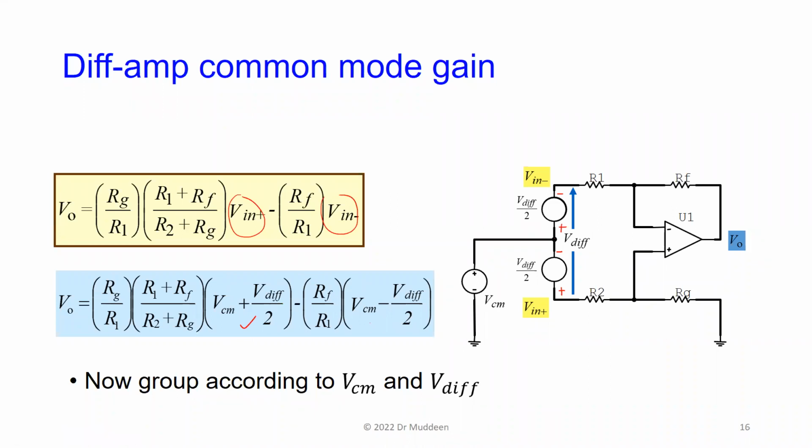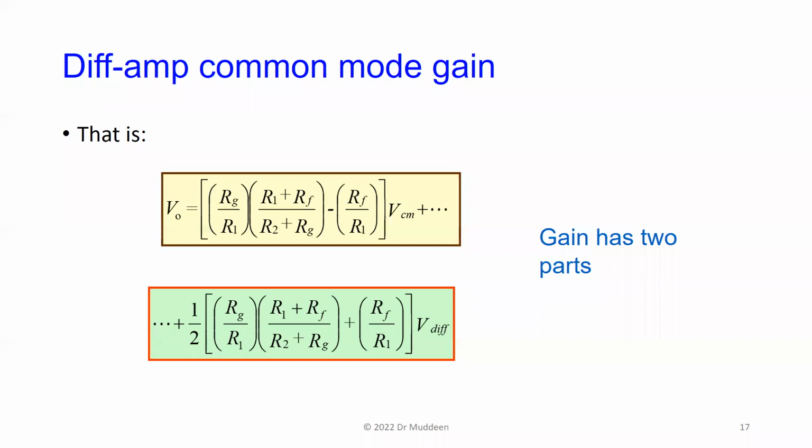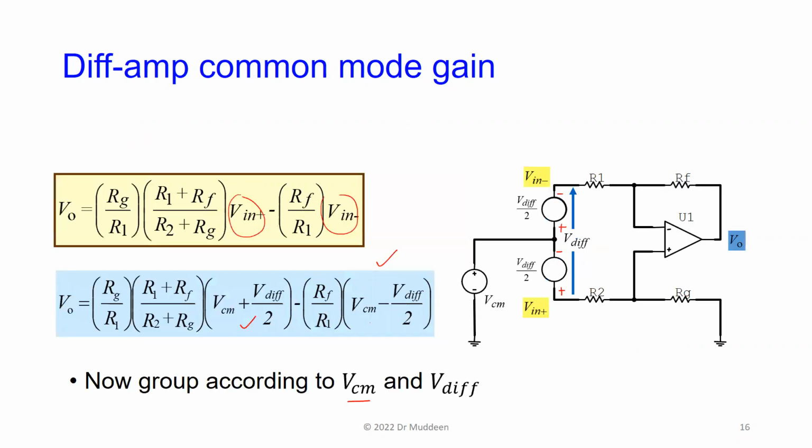One we want to ignore. And what I'm going to do now is expand this equation a little bit and group everything with V common mode together and everything with Vdiff together. If I do it like that, you will notice that you now have an expression for Vout that is part something to do with V common mode and part something to do with Vdiff. In other words, the output for this differential amplifier is composed of 2 parts.